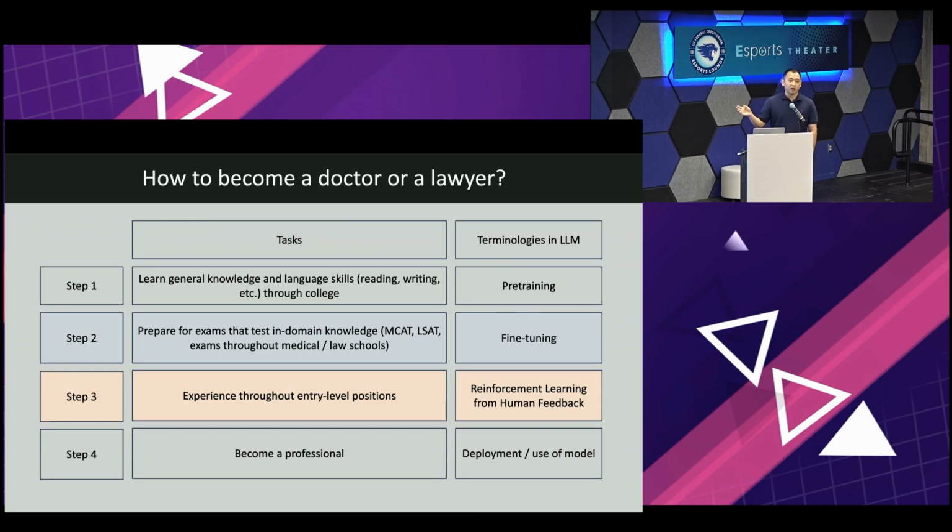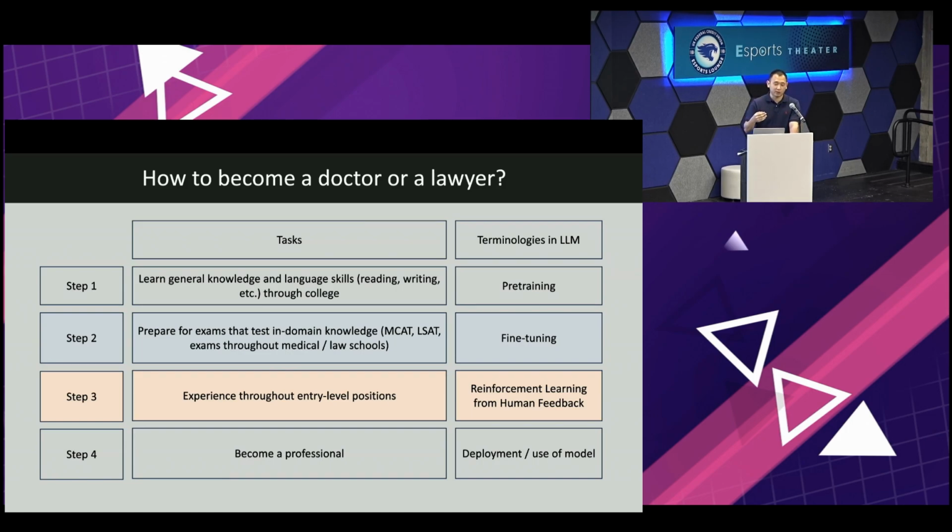So before we move on to the life cycle of an AI project, I just want to give you a sense of what it is like to be a doctor or a lawyer, even though I'm not either of them. Then I'll introduce the terminologies by comparing each of the steps to becoming a doctor. The very first step is you have to go through high school and college and learn some general knowledge, right? That is comparable to the pre-training step of large language models.